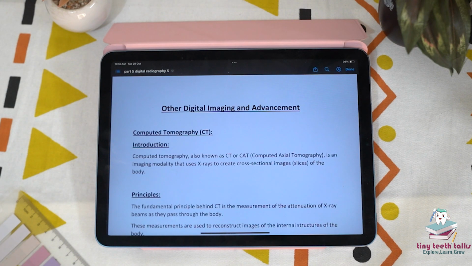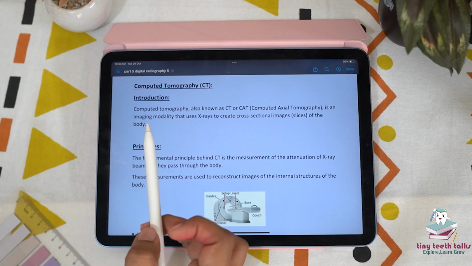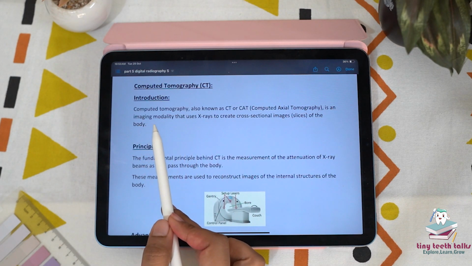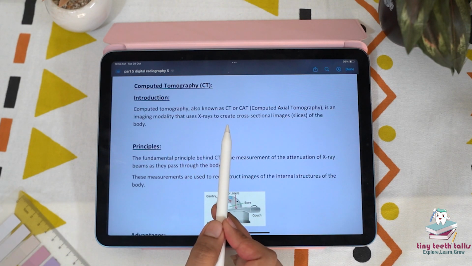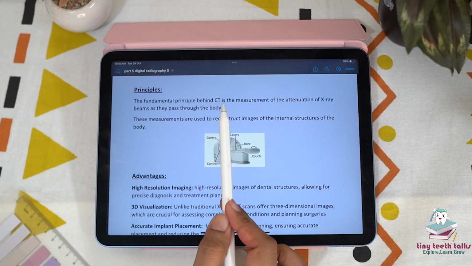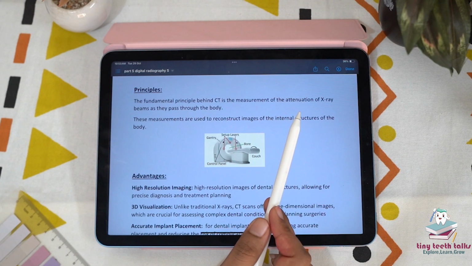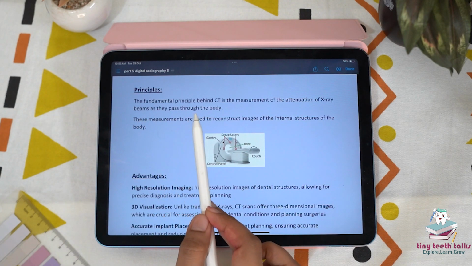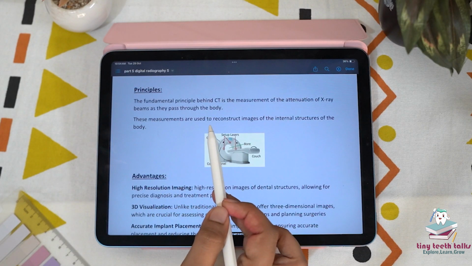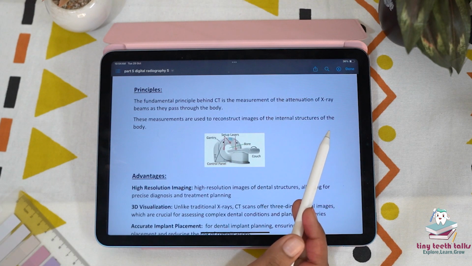Today we will cover CT, spiral CT and CBCT. Computed tomography, also known as a CT or computed axial tomography, is an imaging modality that uses X-rays to create cross-sectional images of the body. Principles. The fundamental principle behind CT is the measurement of the attenuation of X-ray beams as they pass through the body. Attenuation means the reduction in the intensity of the X-ray beam as it traverses matter by either the absorption or deflection of photons from the beam. These measurements are used to reconstruct images of the internal structure of the body.